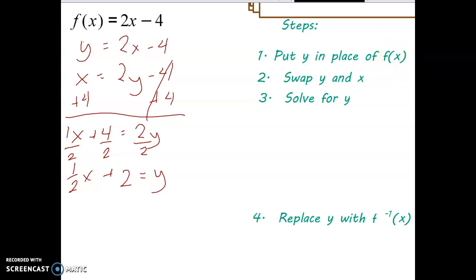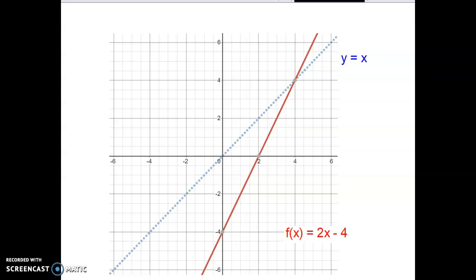So I'm going to replace y with f to the -1 of x, f inverse x equals 1/2 x plus 2. So here is my original function, 2x minus 4, and here is its inverse, 1/2 x plus 2. All right, let's graph those and see what we've got. So I'll write it up here. F inverse x equals 1/2 x plus 2.